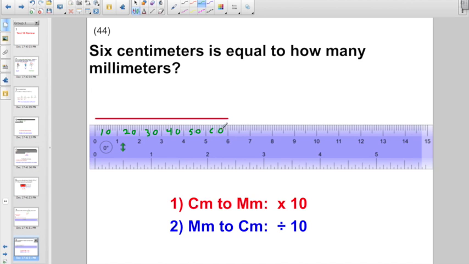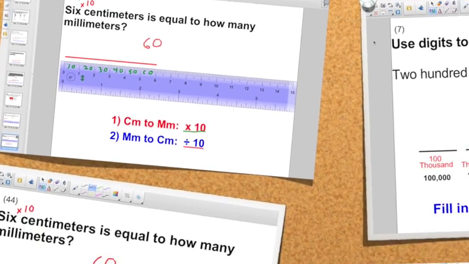There's got to be an easier way, and there is. If you're converting centimeters to millimeters, times it by 10. If you are converting millimeters to centimeters, divide it by 10. So 6 centimeters times it by 10, that's got to be 60, just like I counted out, right? But sometimes I don't want to count that many itty bitty little lines.